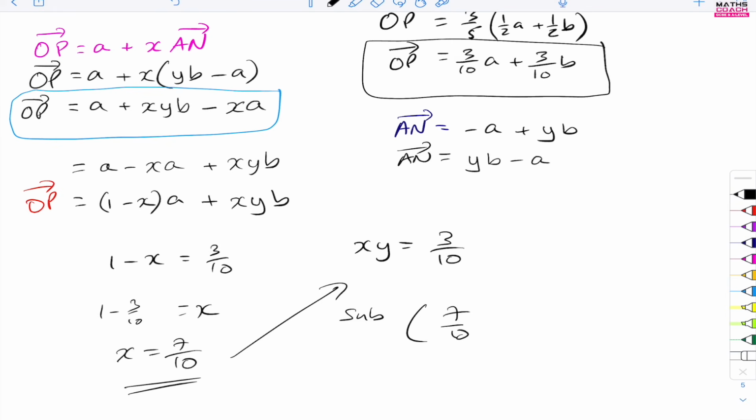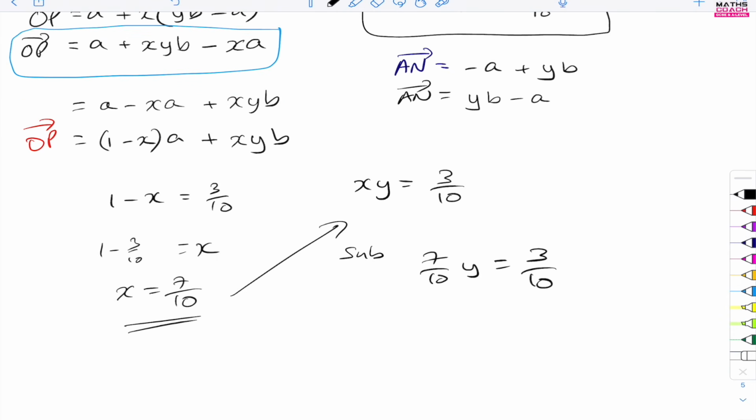In fact, we don't need the bracket. Let's get rid of that. So 7 over 10y is equal to 3 over 10. Now, we need to have y on its own. So we are going to multiply by 10 onto this side and then divide by the 7. So if we multiply that, we get y on its own. So 3 times 10 is 30 over 10. And then now we're going to divide by 7.